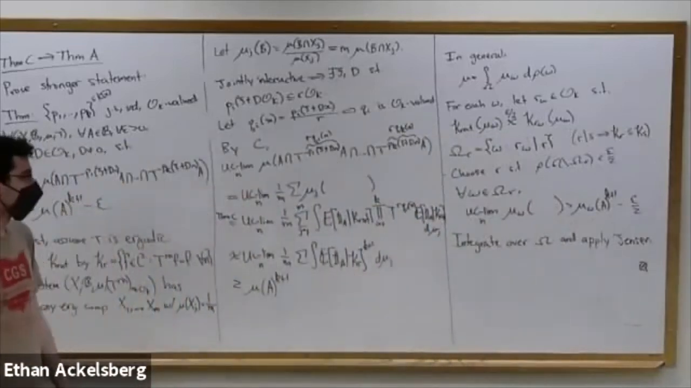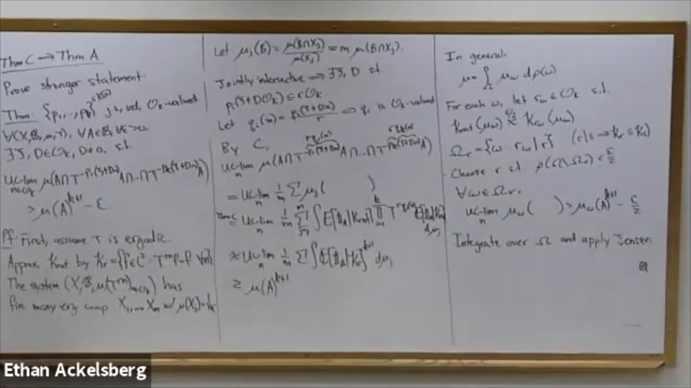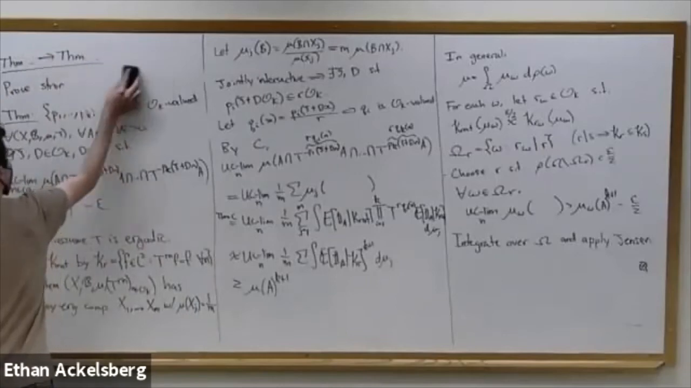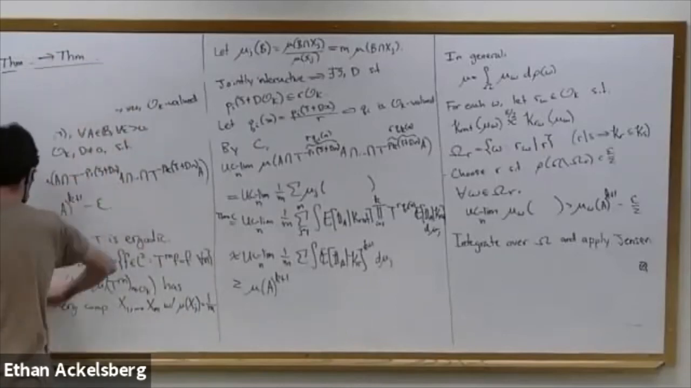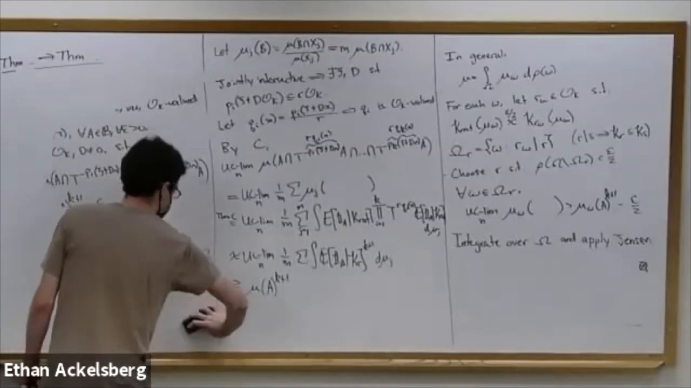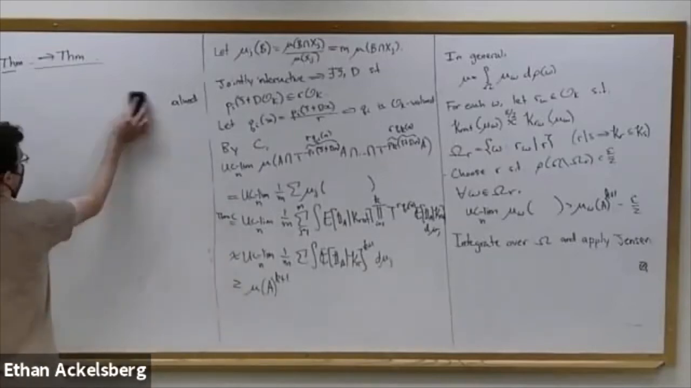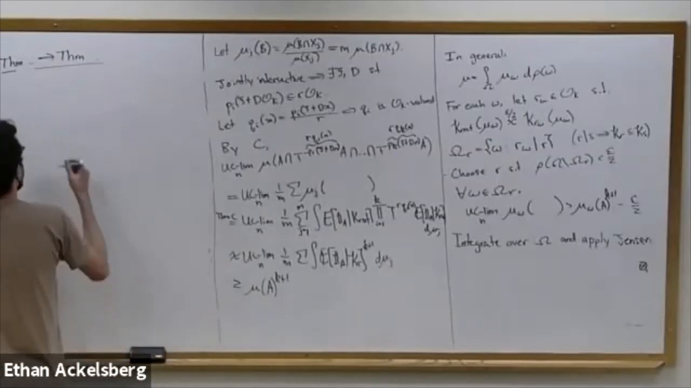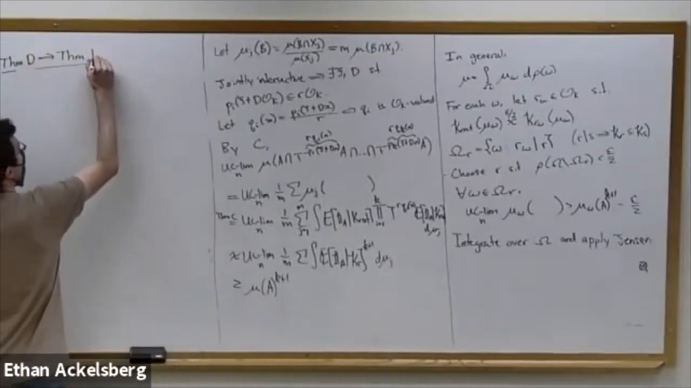Okay, so now I want to show theorem D implying theorem B. I might skip some details, but I'll at least give you the general idea, and I'll cheat a little bit to just save time. So I'll say something that's not really quite true, but is morally the reason behind what's happening. So now I want to show D implies B.